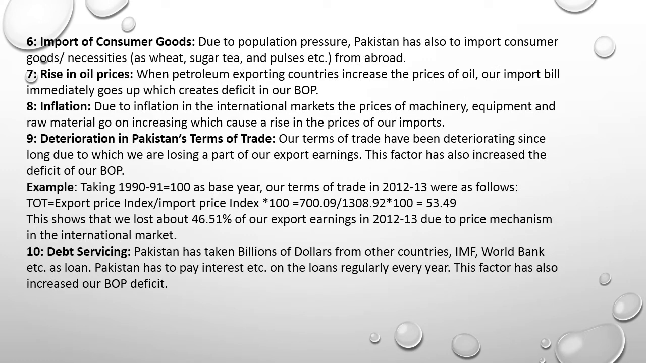The number six is import of consumer goods. Students, consumer goods are those which are of the daily requirements of the people, which they consume in their daily life. Cloth, bread, meat, beef, poultry, eggs, butter, all these things are consumer goods. Due to population pressure, Pakistan also has to import consumer necessities such as wheat, sugar, tea, and pulses, etc., from abroad.